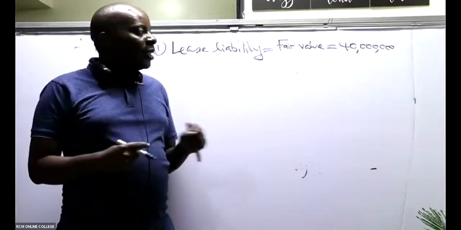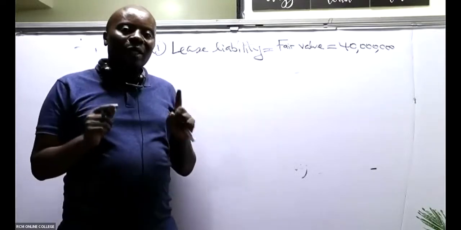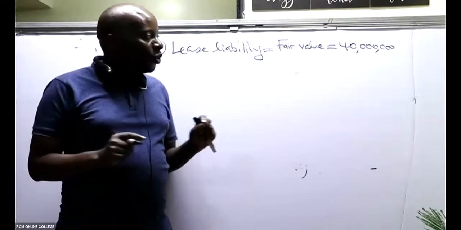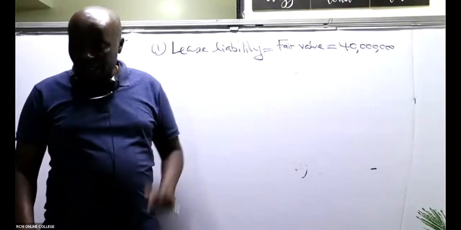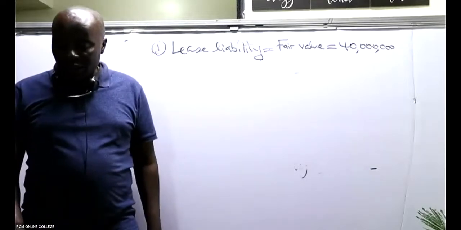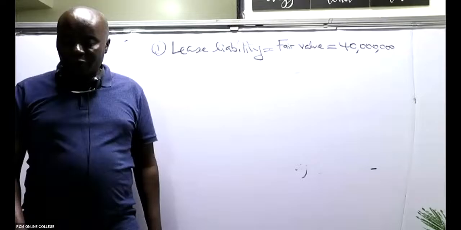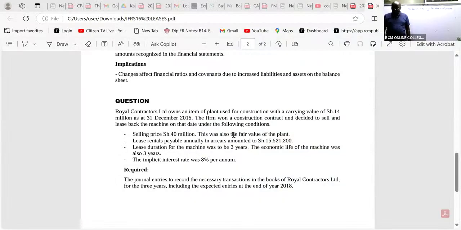Because lease liability, which is the present value of all the lease rentals, shall always be equal to the fair value of the asset. Like in this case here, they have told us the fair value of the asset, the selling price, 40 million. This was also the fair value of the plant. And then you can see lease rentals are payable in arrears. So that concept of multiplying with 1 plus R will not apply here because this is paid in arrears.